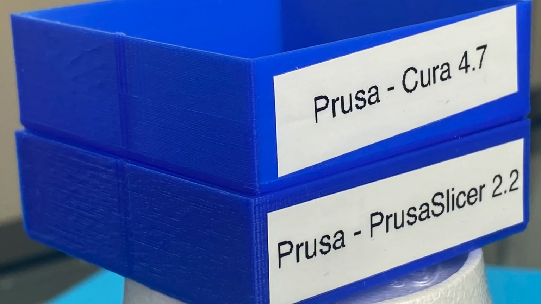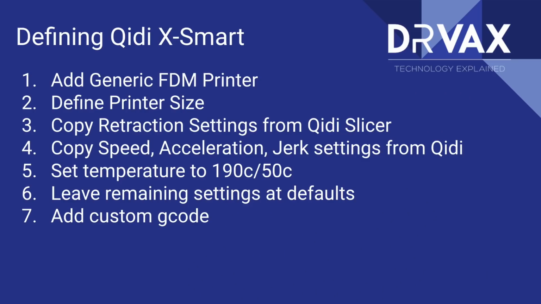Then I did something a little more complex. I created a profile from scratch using default settings wherever possible for my Qidi XSmart. Now, Qidi doesn't make the XSmart anymore. It's about a year and a half old printer. I think they now call it the Maker.